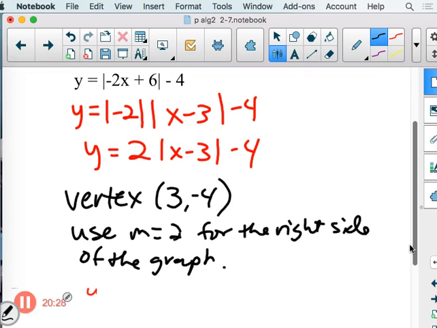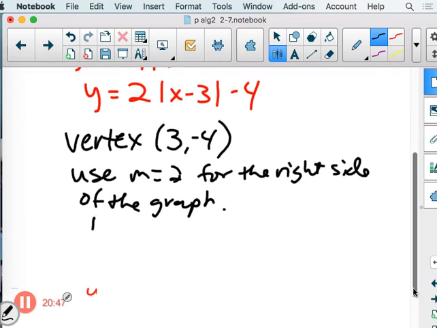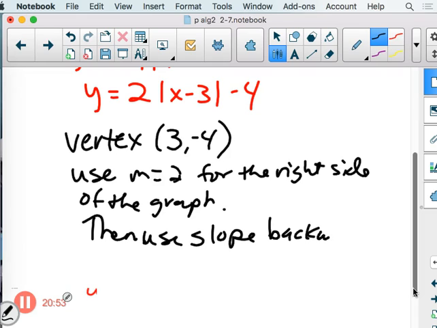Now we do need to say something about the left side. How many of you have been using symmetry to graph the left side? Okay, so a couple of people saying, yes, I did that. How many people are using slope backwards? Yeah. So for most of us, we'd write, then use the slope backwards and graph the left side.